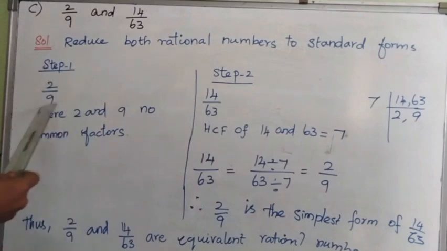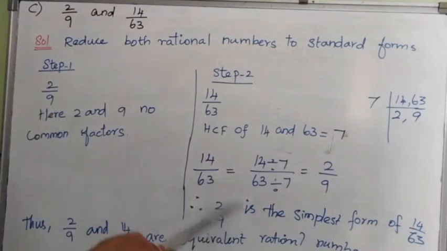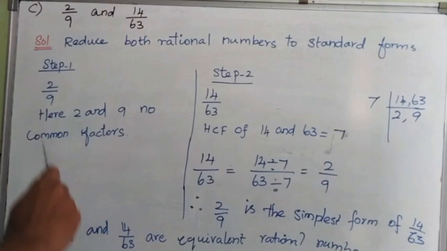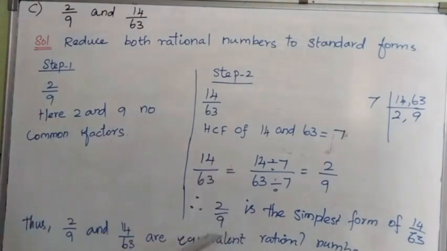Because here the answer is 2 by 9 and here also the answer is 2 by 9. The simplest form of both rational numbers is 2 by 9. So that is the reason it is an equivalent rational number.